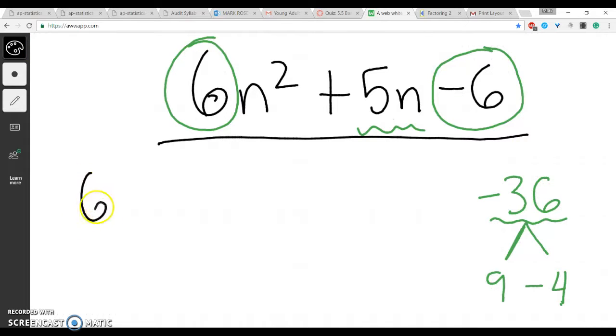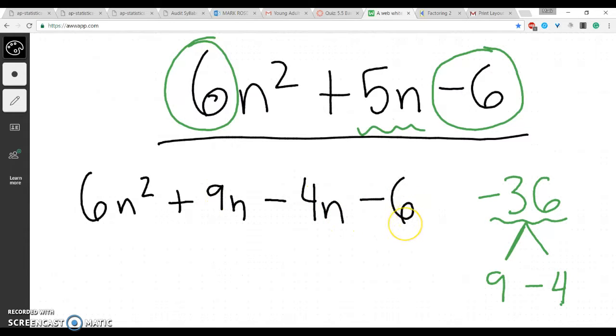And I'm going to rewrite this as 6n squared plus 9n minus 4n minus 6. Now I'm going to stop for a second because that probably went really, really quickly, and you might go, well, why is he doing all that and why can he do all that? So the first thing that I did when I timesed those things together is kind of just how you figure out all the different factors that things could be.